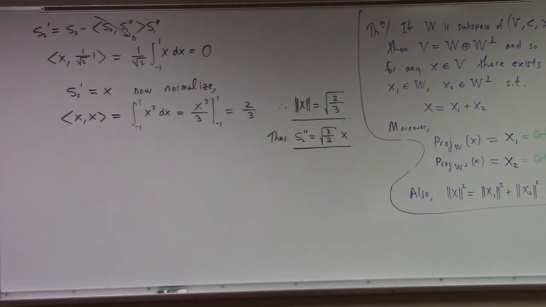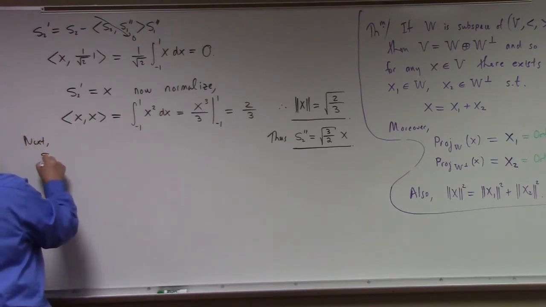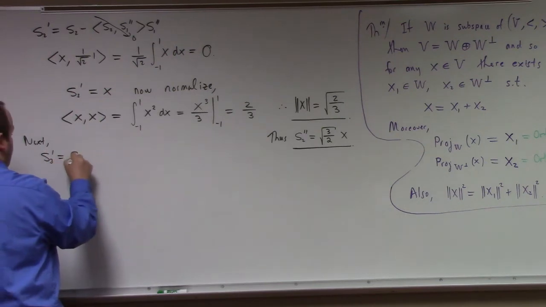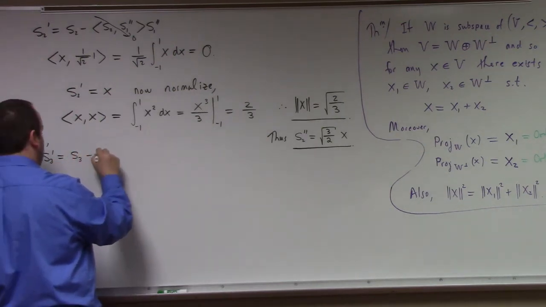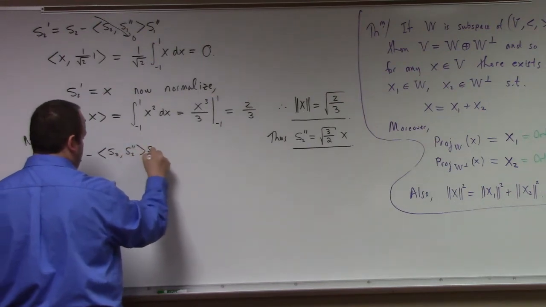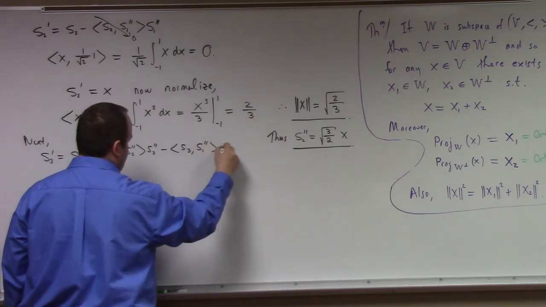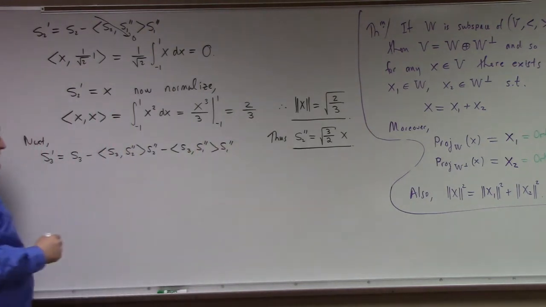All right, so next step in the Gram-Schmidt. I'm supposed to calculate S3 prime as S3 minus S3 with S2 prime prime times S2 prime prime minus S3 with S1 prime prime times S1 prime prime. That's what the Gram-Schmidt algorithm said we should do. We should subtract off the piece of the vector which lies in the already existing directions in the basis, namely S1 prime prime and S2 prime prime.